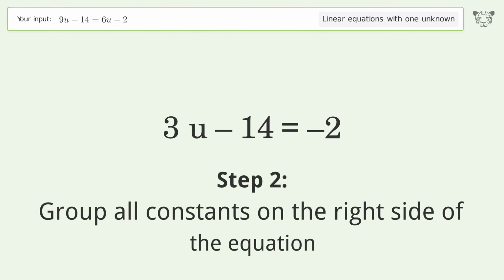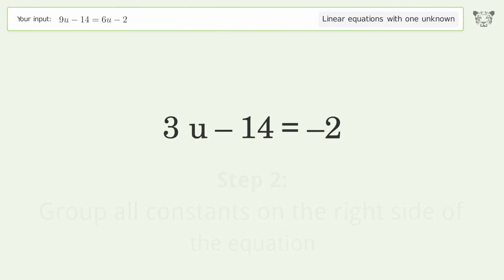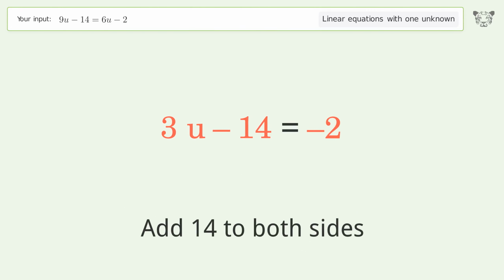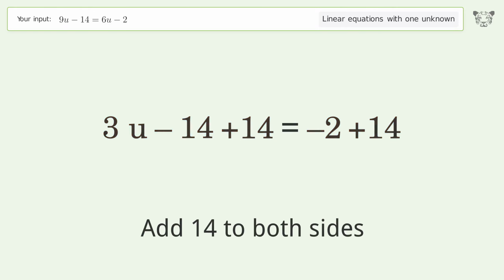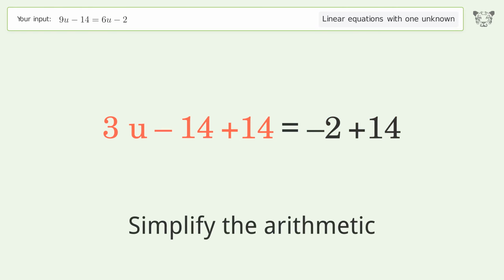Group all constants on the right side of the equation. Add 14 to both sides. Simplify the arithmetic.